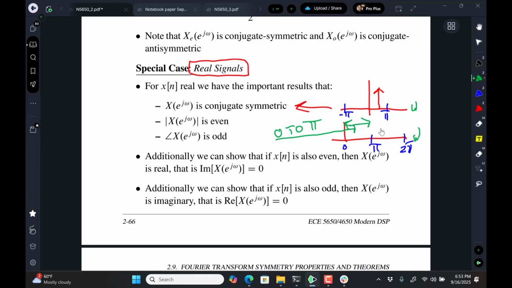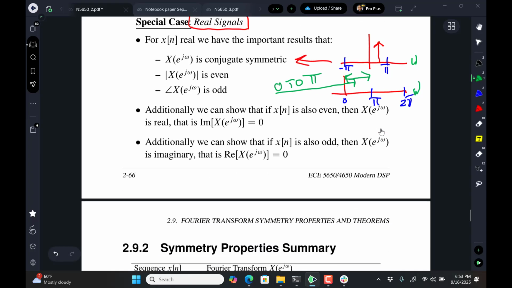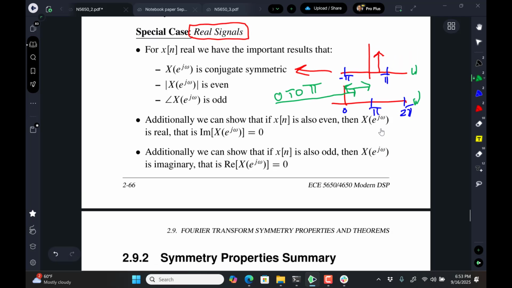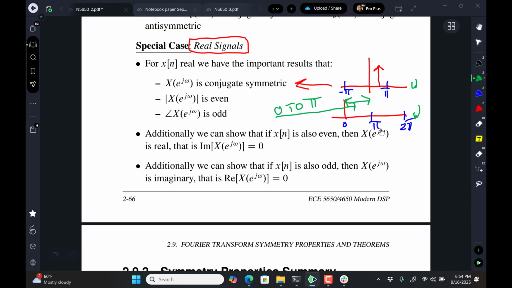And if we have an even signal x of n, then the imaginary part is 0. And the next step of that is, if it's an odd signal, then the real part is 0 and everything's in the imaginary part. These are all things from Fourier transforms from 3205. I don't know if you remember it or not, but I'm pointing it out here.